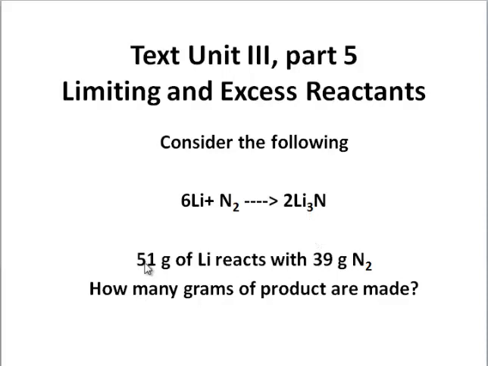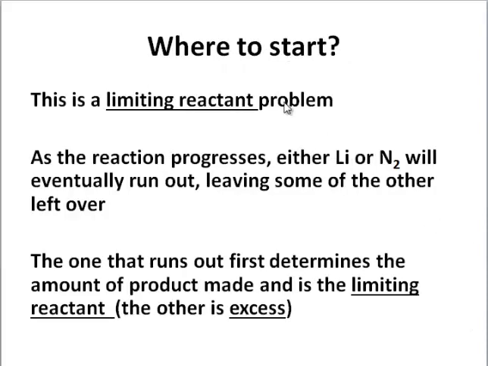Suppose 51 grams of lithium reacts with 39 grams of nitrogen. You can ask the question, how many grams of product are made? Now note the unusual thing about this problem compared to problems we've done is that we have grams or amounts of both of the reactants. Where does one start with a problem like this? This is a limiting reactant problem. You can identify a limiting reactant problem from the fact that you have amounts of both reactants available.